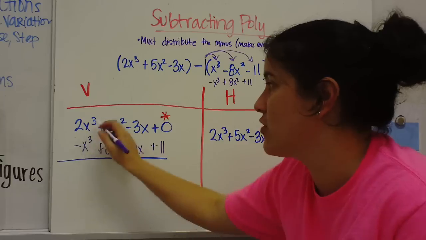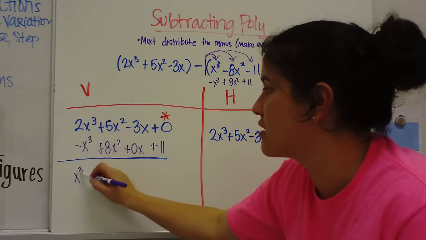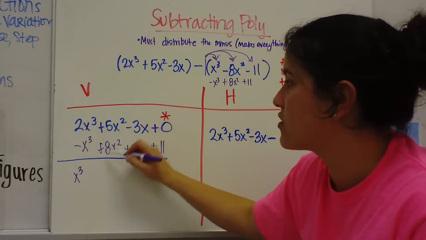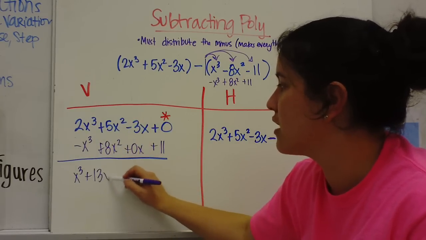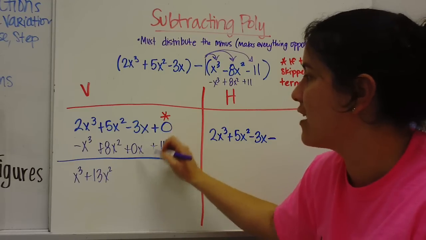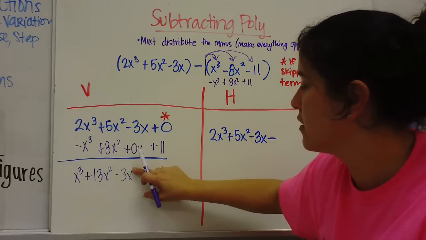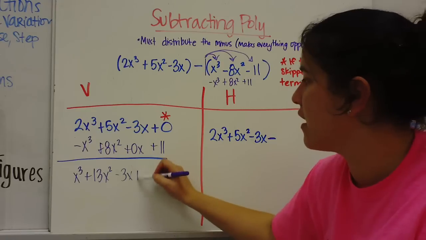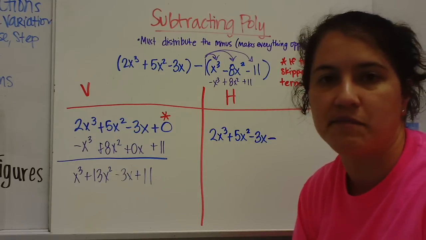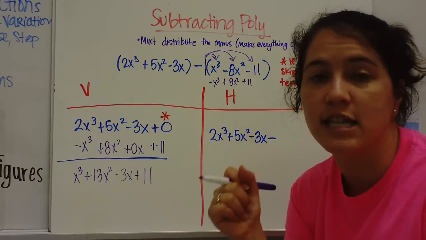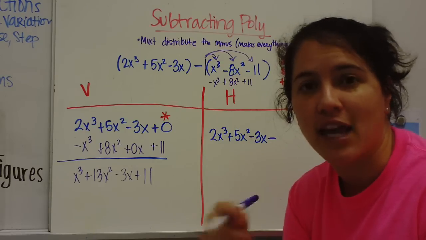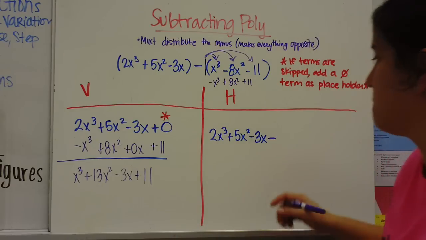2x cubed minus x cubed is going to be just x cubed. 5x squared plus 8x squared is 13x squared. Negative 3x plus 0x is negative 3x. And then 0 plus 11 is plus 11. Okay, so the trickiest thing is taking that negative and making all of the other terms their opposite.